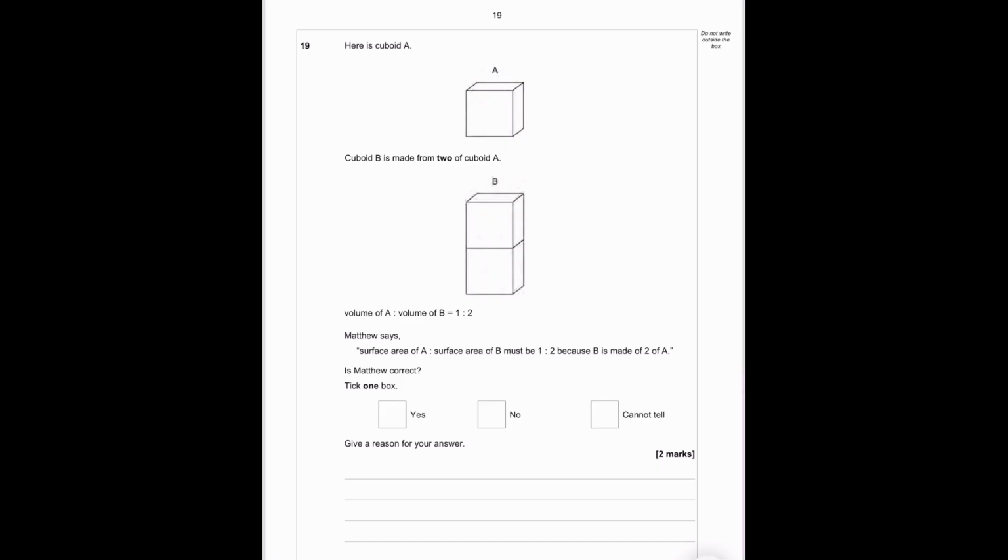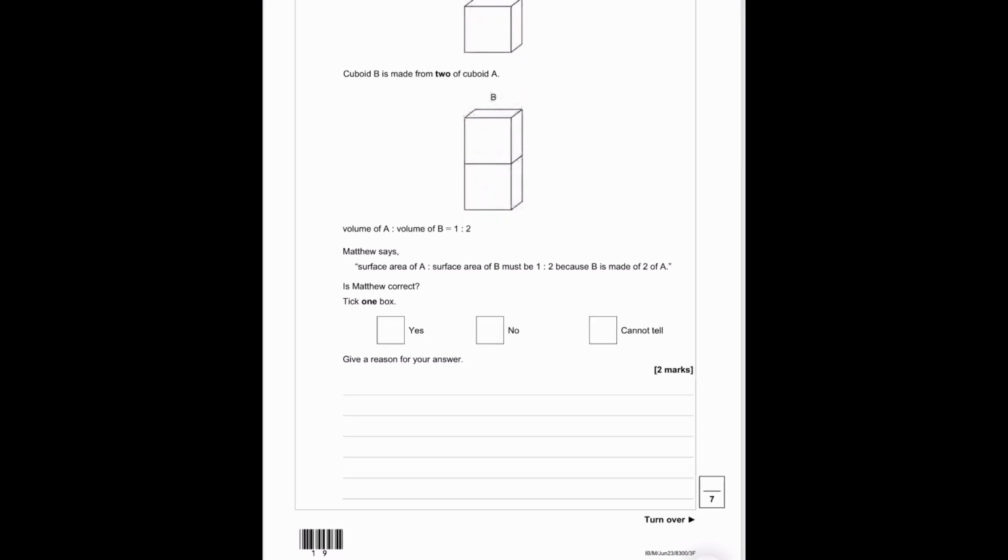Here's a cuboid. Cuboid B is made of 2 cuboid A's. The volume of A to the volume of B is 1 to 2. Matthew says the surface area of A to the surface area of B must also be 1 to 2. Now that's not true, because when we put these two together, we're getting rid of that bit there. That bit there is now no longer a surface area. So 2 of the faces are now hidden. So that is why it is not double.